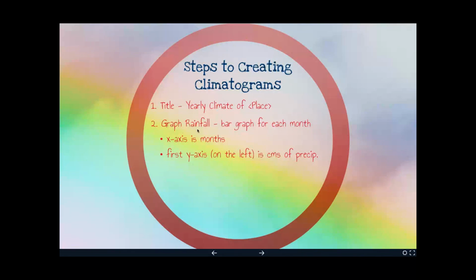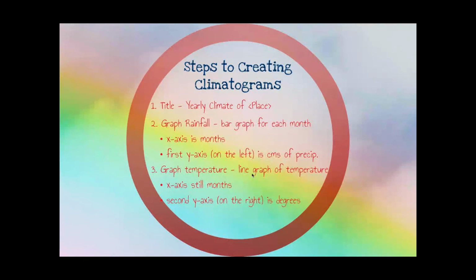So the first one, I'm just going to tell you to graph rainfall. Remember, that's a bar graph, and you're going to have it for each month. So the x-axis is your months, all 12 of them. And then your first y-axis on the left is usually going to be centimeters of precipitation. I think for every practice sheet I give you, the amount of precipitation will be in centimeters. And then you're going to go back and graph temperature. So this one's going to be your line graph. Your x-axis is still your 12 months, but your second y-axis on the right is degrees, and normally that'll be degrees in Celsius.